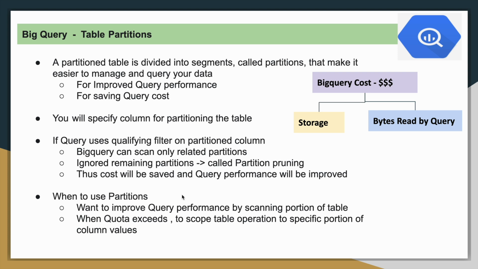So when should you use partitions? There are different scenarios in which you consider partitioning a table. If you have to improve query performance by scanning only a portion of the table, as we already discussed, you partition the table. Also, sometimes a complex query encounters a quota exceeded error. In that case, to limit the table operation to specific column values, you partition the table so that it scans very limited partitions based on the filter condition. I hope that is clear.